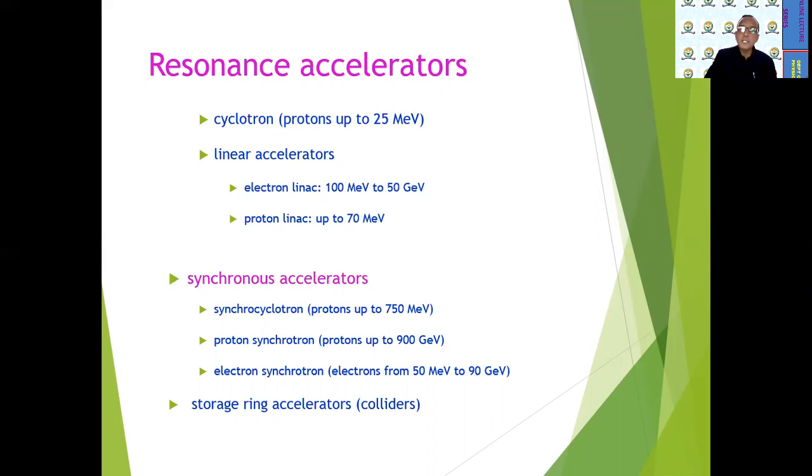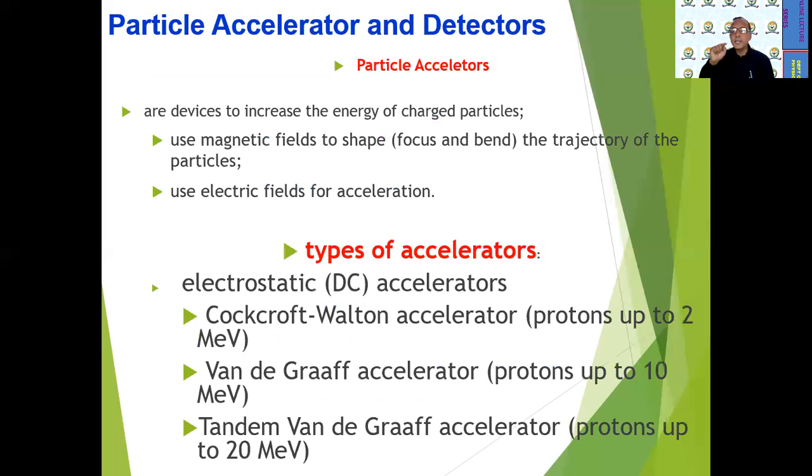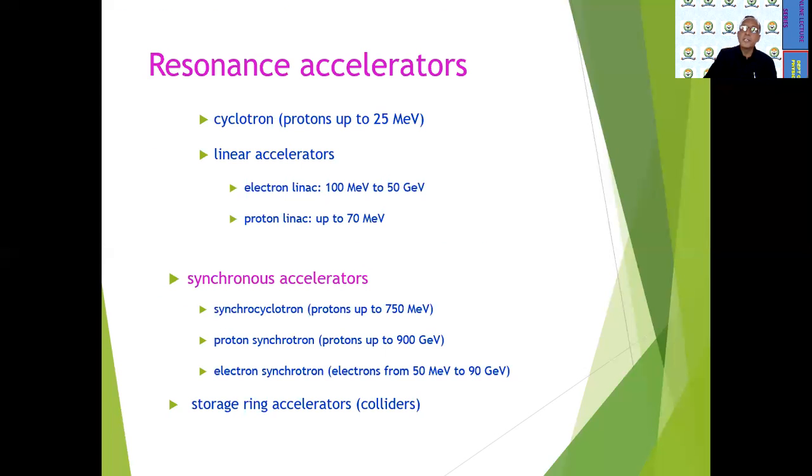The particle accelerators are of different types. The electrostatic accelerator or Van de Graaff accelerator, which I have just shown in the previous one, then the Van de Graaff accelerator and the tandem accelerator. Each of these accelerators has the capacity to increase the energy of the proton up to 2 MeV, 10 MeV, and 20 MeV. Similarly, another type of accelerator works on the principle of resonance, called the resonance accelerator.